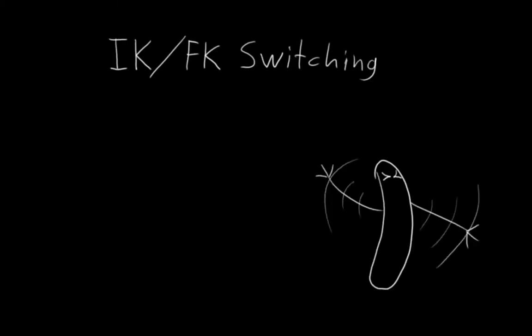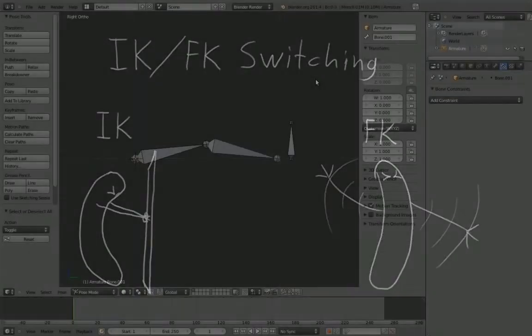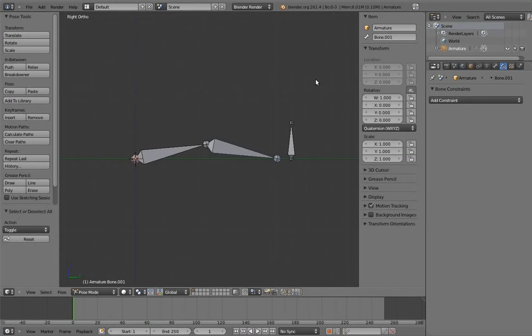We want Mr. Hot Dog to be able to swing his arms around, which is a lot easier to do with an FK rig, but we also want him to be able to hold on to things, which is a lot easier to do with an IK rig. So the obvious solution is to allow the animator to switch the arm controls between FK behavior and IK behavior. There are a variety of ways that we can accomplish this.